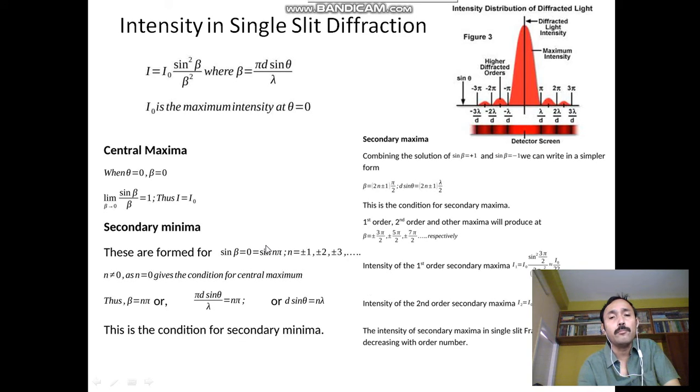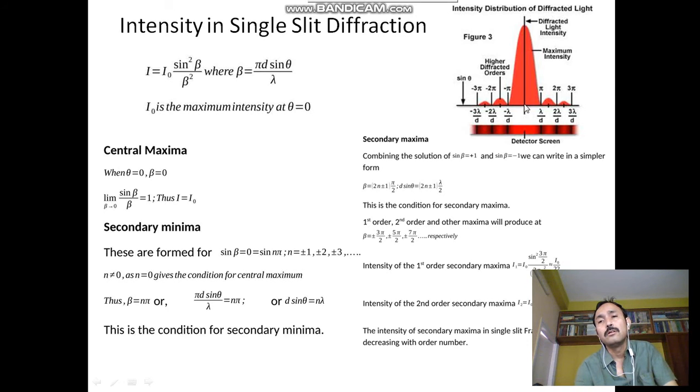Now what minima will form? Sine beta is equal to 0. If sine beta is 0, then I will be 0. So beta is n pi, but n equal to 0 we have already used for the central maxima, so n will start from 1: plus minus 1, plus minus 2, plus minus 3, and so on. So beta is equal to n pi. Beta means pi d sine theta by lambda is equal to n pi. Thus d sine theta is equal to n lambda. This is the condition for the secondary minimum.